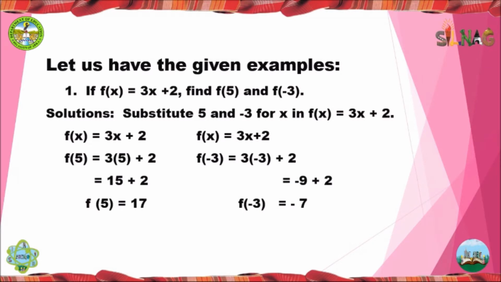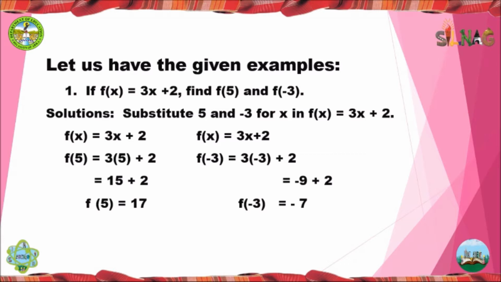Number 1, if f of x is equal to 3x plus 2, find f of 5 and f of negative 3. We just substitute 5 and negative 3 for x in f of x is equal to 3x plus 2. So we have f of 5 is equal to 3 times 5 plus 2. 3 times 5 is 15, plus 2 is equal to 17. So f of 5 is equal to 17.